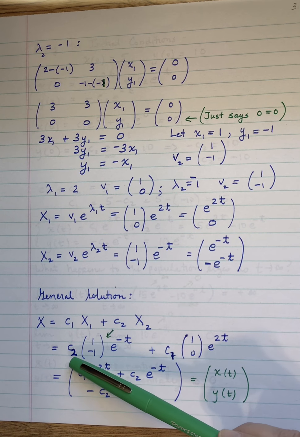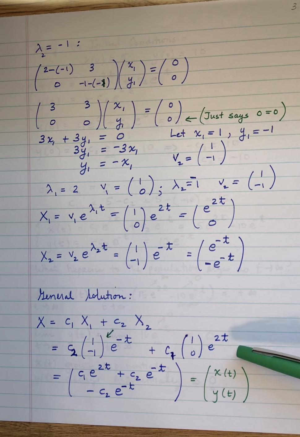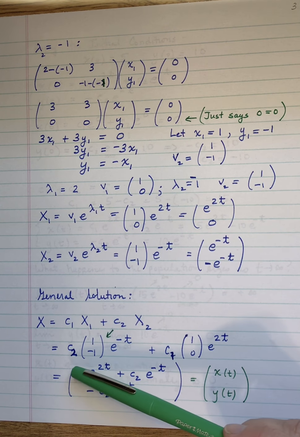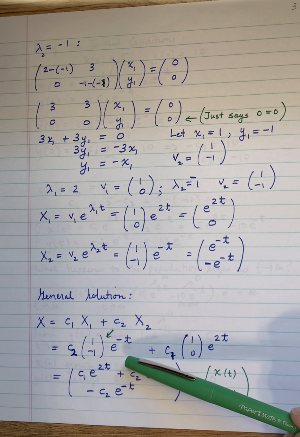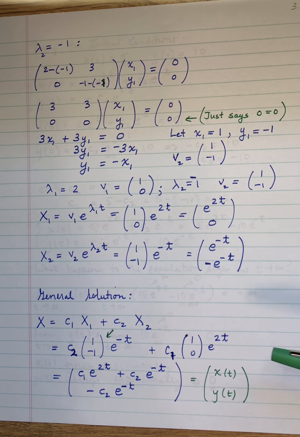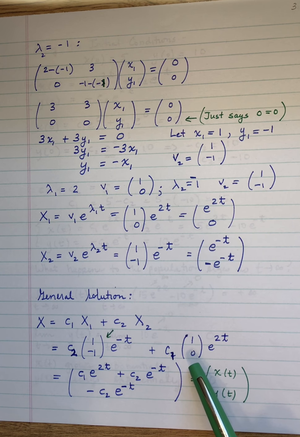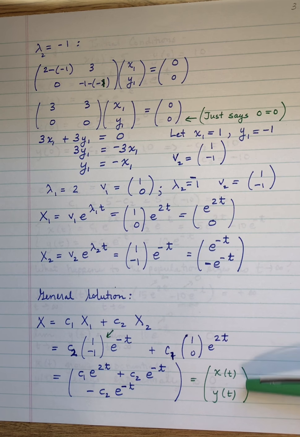I actually wrote c sub 2 first, but it's c sub 1 times v sub 1, e to the 2t, plus c sub 2 times v sub 2 e to the -t. So here we have it, c sub 1 e to the 2t plus c sub 2 e to the -t. That's the first component. And then the second component only has this term in it because this term is 0. So you get minus c sub 2 e to the -t. Now, I want you to make sure you understand that the first component here is little x of t. The second component is little y of t. So they're giving us our population sizes.